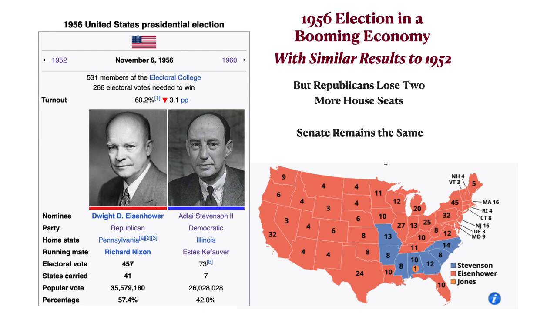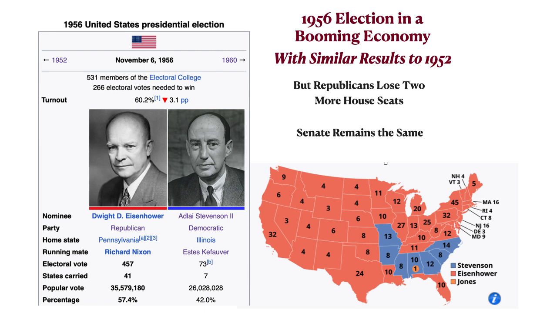But anyway, by 1956, the recession is over, the economy is booming. Eisenhower is showing himself to be the kind of strong but careful leader that a lot of people want. And it's very similar to 1952. But it's not in the congressional elections. Actually, the Republicans lose two more House seats.